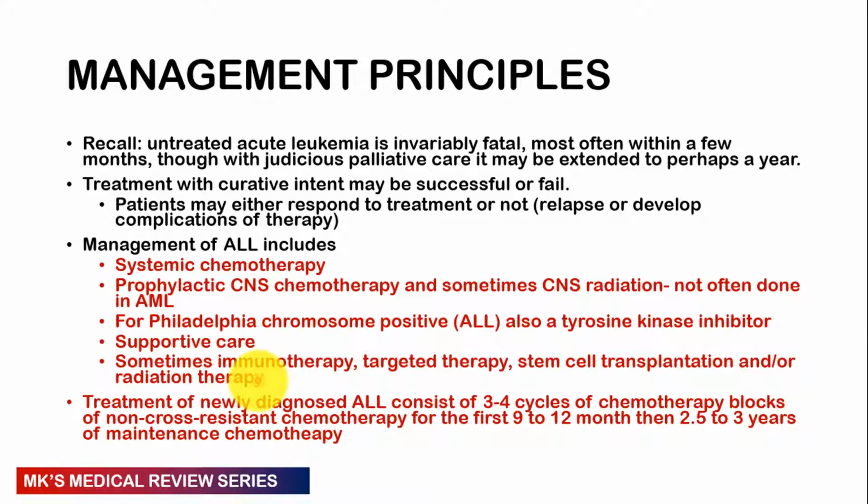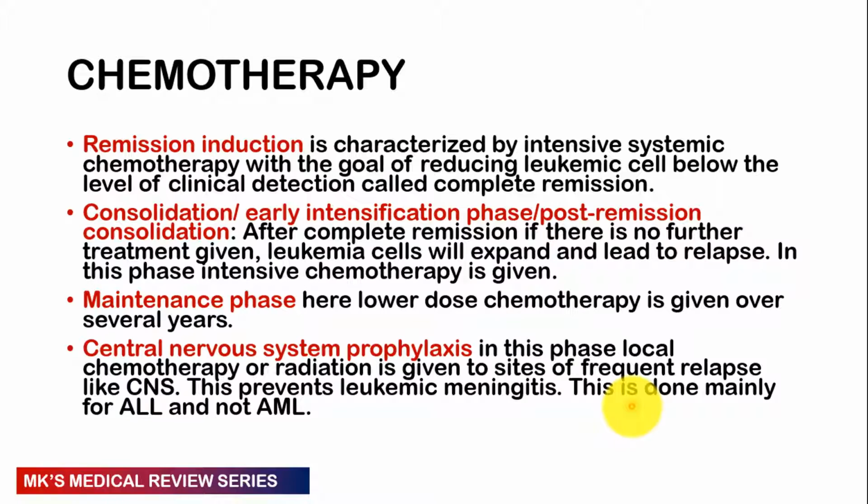And remember that the treatment of newly diagnosed patients with acute lymphocytic leukemia is going to consist of about 3 to 4 cycles of blocks of non-cross-resistant chemotherapy for at least 9 to 12 months, and then 2.5 to about 3 years of maintenance chemotherapy. So what are some of the stages of the chemotherapy? You have remission induction, consolidation or early intensive phase, post-remission consolidation, the maintenance phase, and CNS prophylaxis. So predominantly 4 main phases.